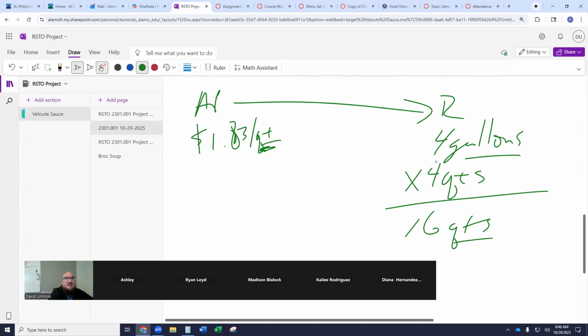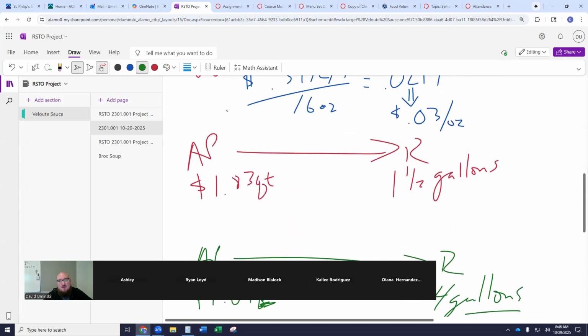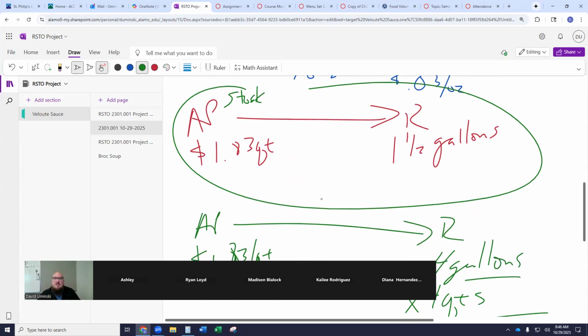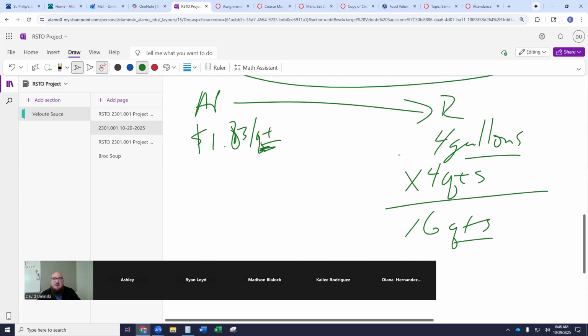And so if it's $1.83 per quart and I need 16 of them, well, my as purchased is already the cost of 1 unit. So now I can just simply multiply. So you can use this as an example on this one right here. Without working that out, because I don't want to work out every single problem, you can use this concept here.